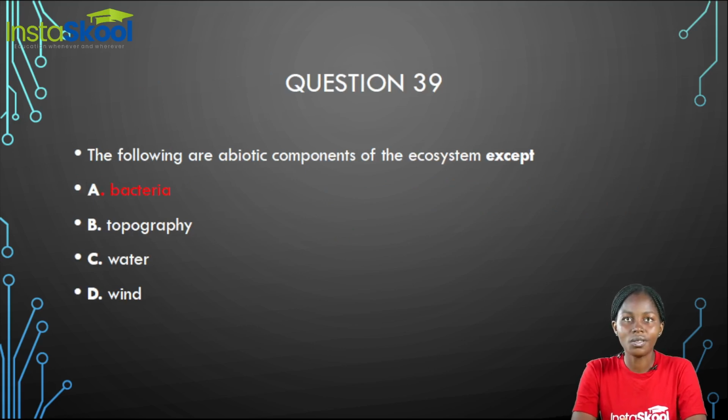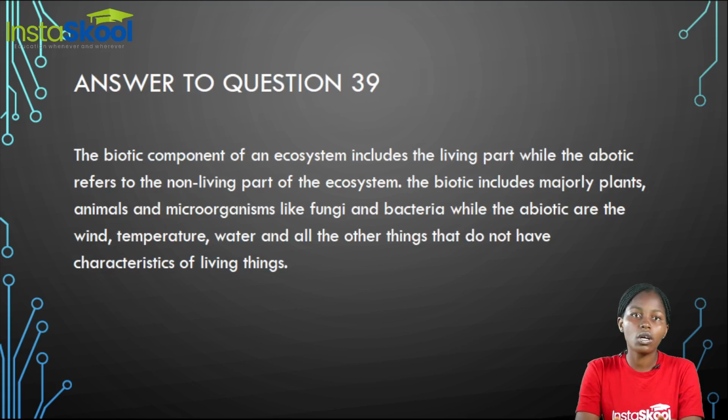We move on now to question 39. The following are abiotic components of the ecosystem except, when we talk of abiotic components, it is the opposite of biotic components. And the abiotic components refer to the non-living part of an ecosystem. First, let's give examples of the biotic components. The biotic component is majorly the plants, the animals, and the microorganisms present in the ecosystem. Now, what are examples of microorganisms? We have fungi and we have bacteria.